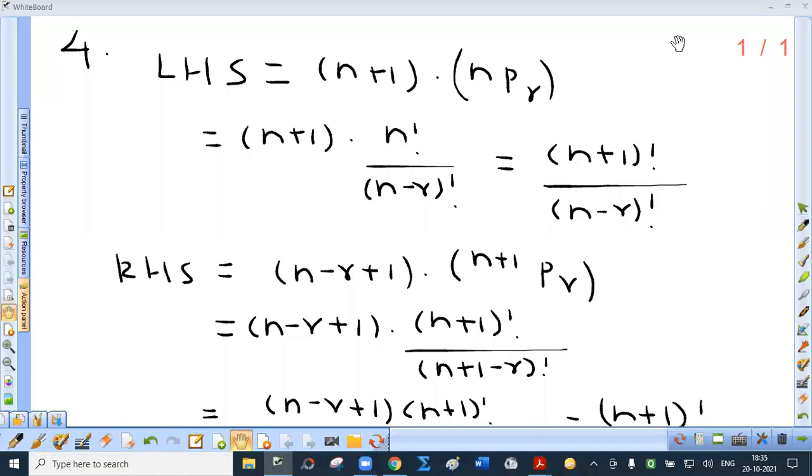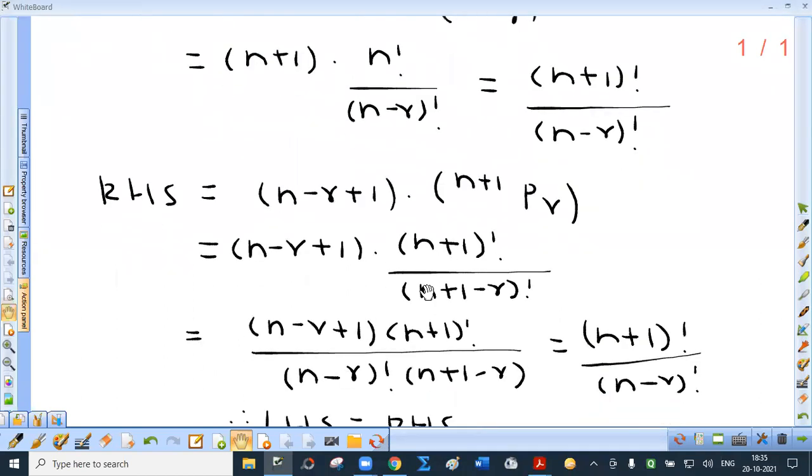Fourth one, show that n plus 1 into nPr equals n minus r plus 1 into (n plus 1)Pr. LHS, n plus 1 into, what is nPr? n factorial upon n minus r factorial. Factorial of any number into the immediately next number is the factorial of the next number. Take a particular value. Suppose n is 10. So 10 factorial into 11 is 11 factorial. Simple. Denominator as it is.